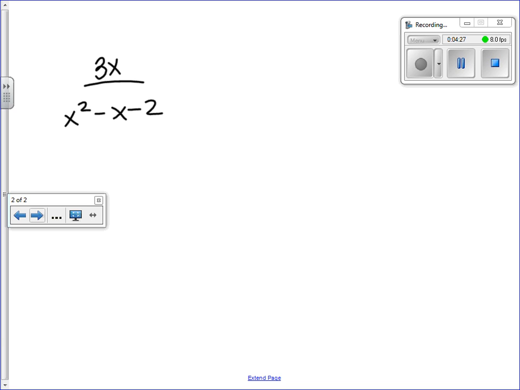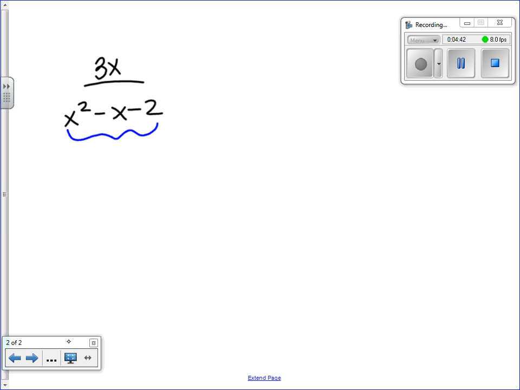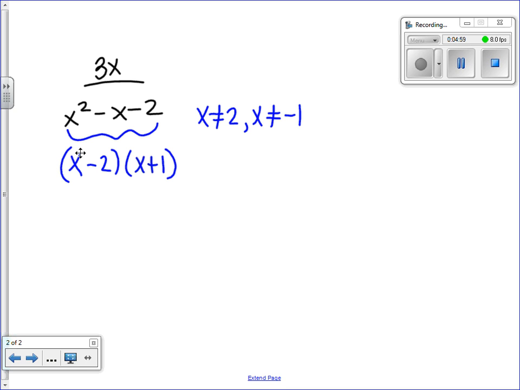Minus 3 and positive 2. No. Oh, sorry. Factor the denominator. Factor this. What's that going to factor to? Okay. So x can't be 2 and x can't be negative 1.